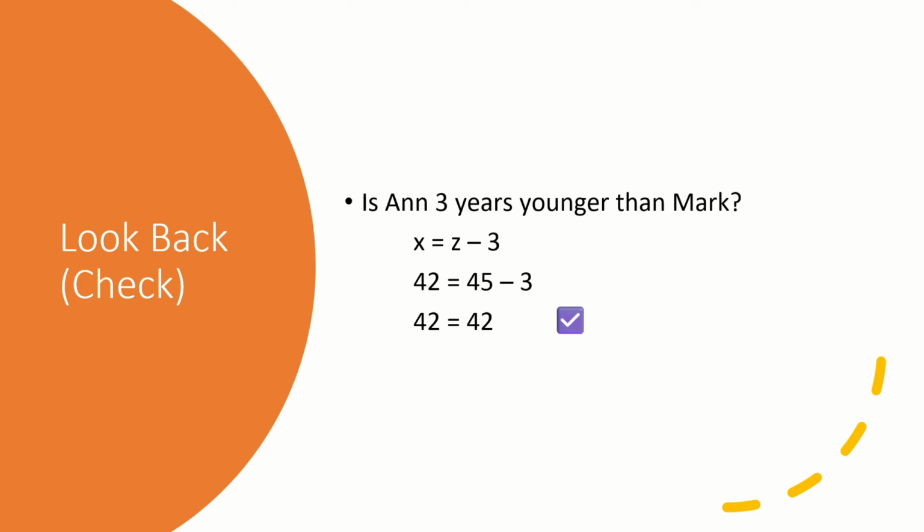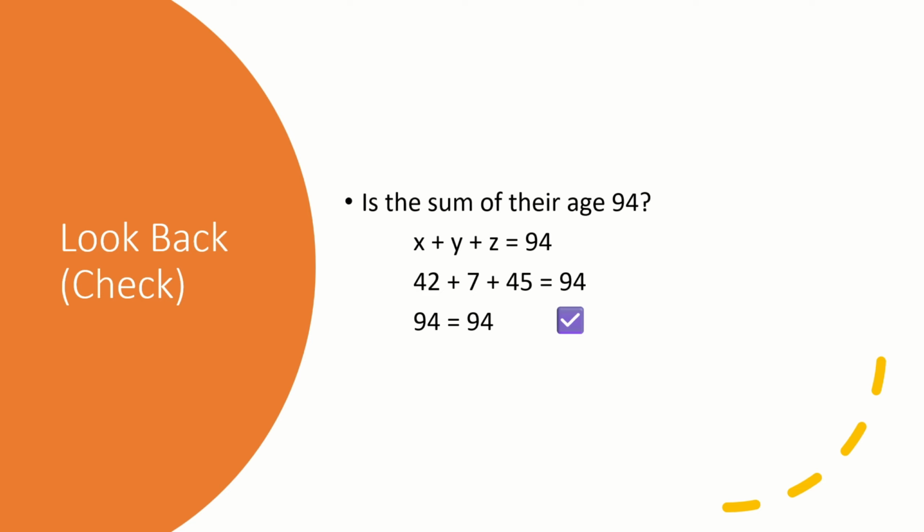So next, is Anne 3 years younger than Mark? Okay, so we also have another expression in here. So we have x equals z minus 3, and let's substitute the corresponding values. So we have 42 equals 45 minus 3. So 45 minus 3 is 42. So this condition is again satisfied.